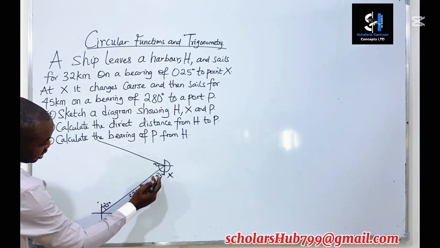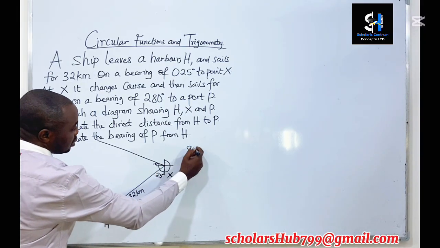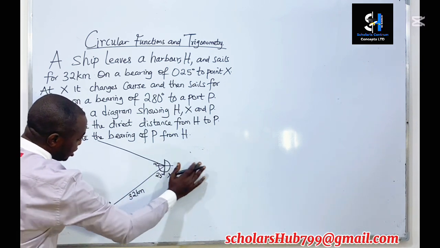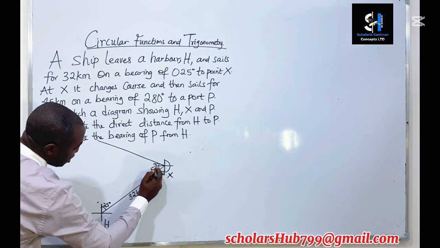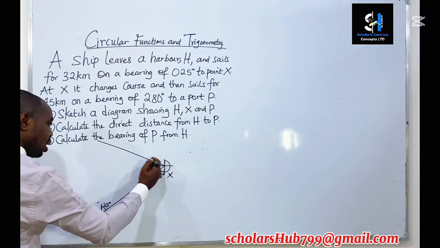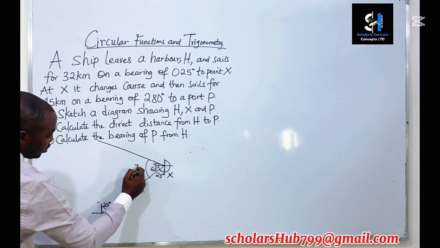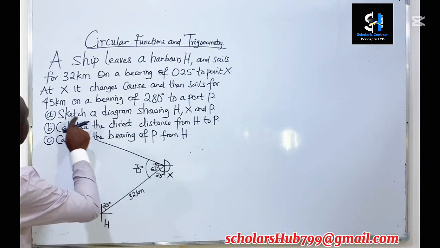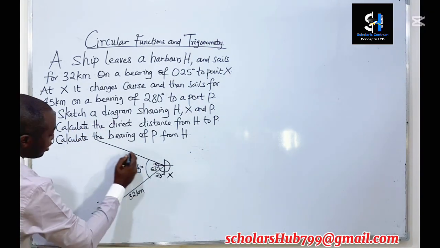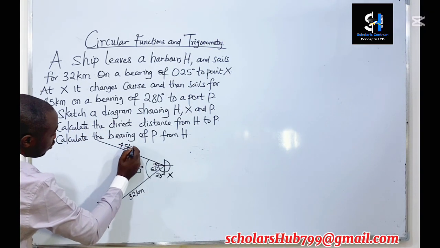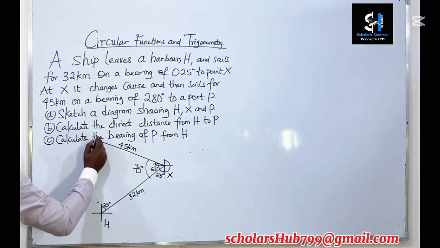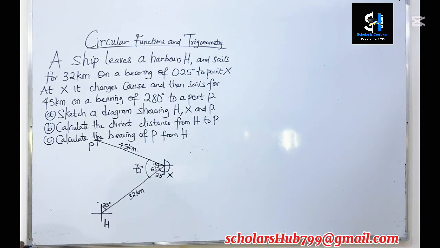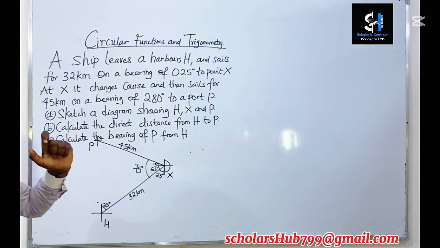Then this is 25, so if we do 90 minus 25, that'll be 65. So the angular measure here will be 75 degrees. The distance in this case will be 45 kilometers, to point P. So this is P, the port.